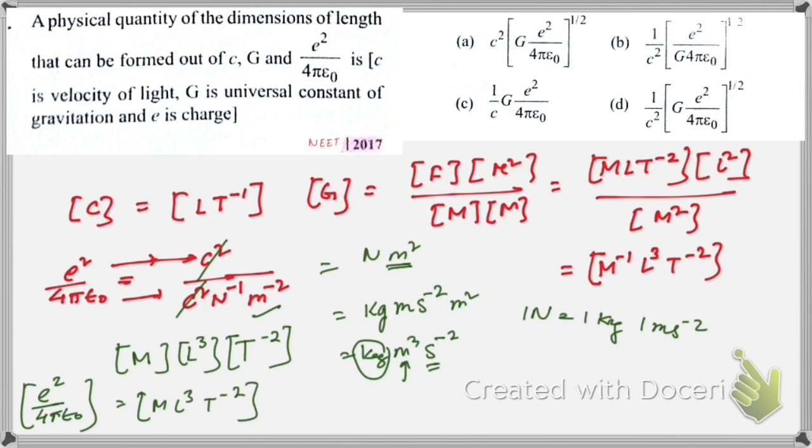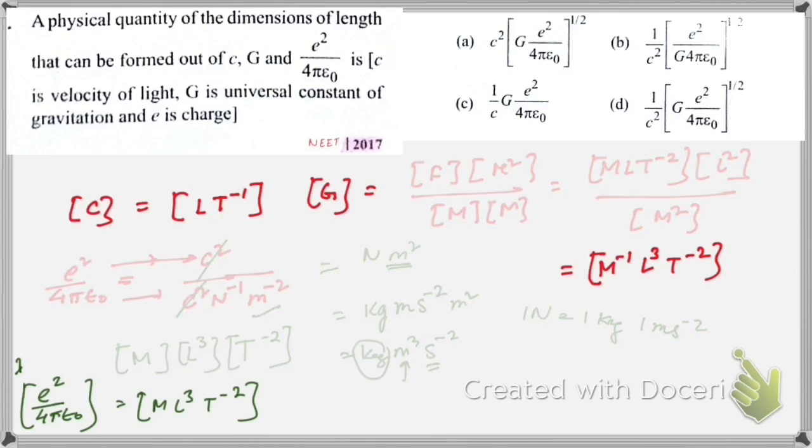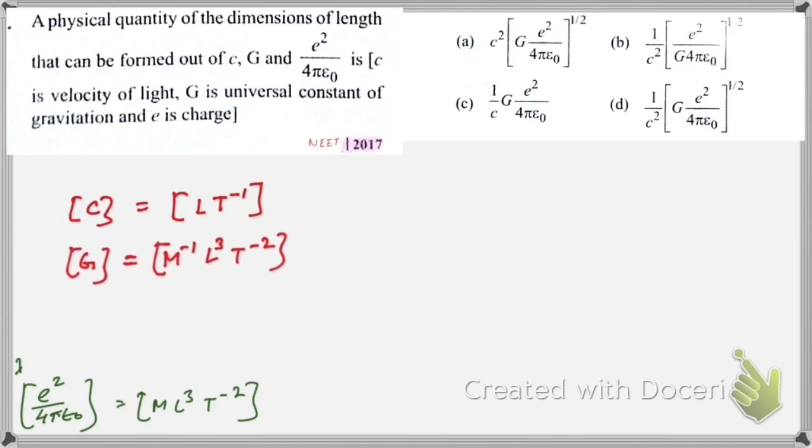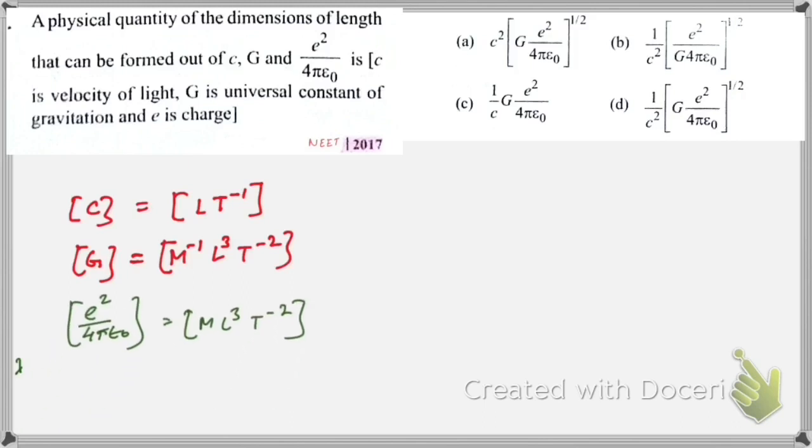I hope you have understood this. Now we have got the dimensional formula of G, C, and this quantity E square by 4 pi epsilon naught. So let me clean this. This is the dimensional formula of the universal gravitational constant, let me write this one here, and this is this quantity, right? So let us write this.